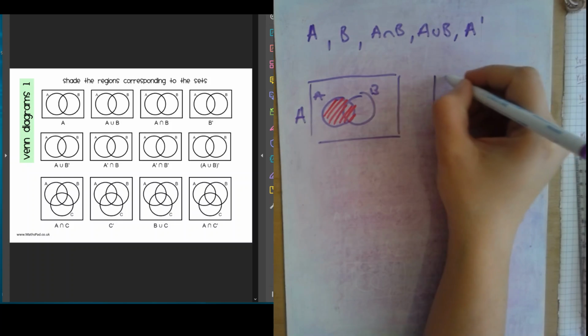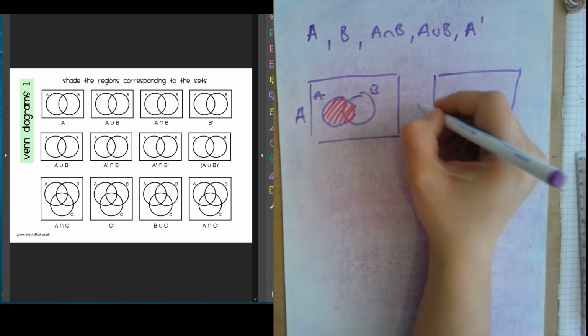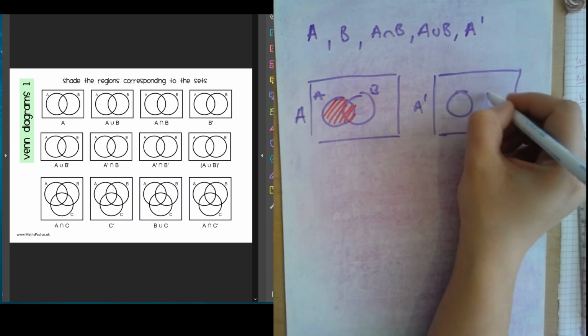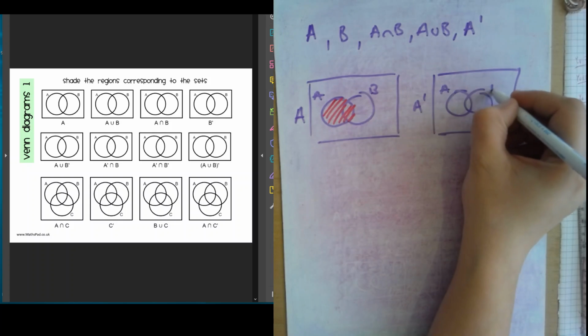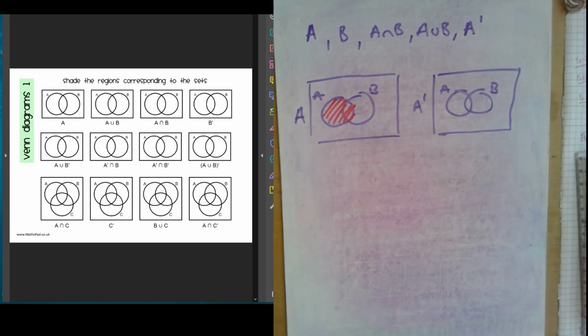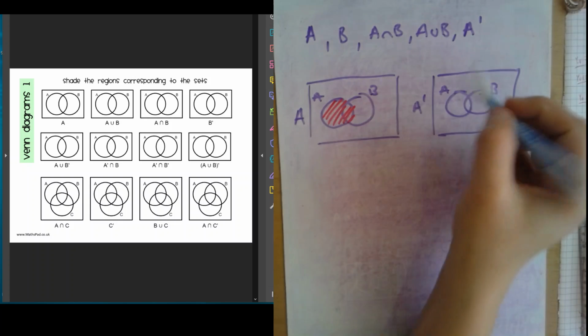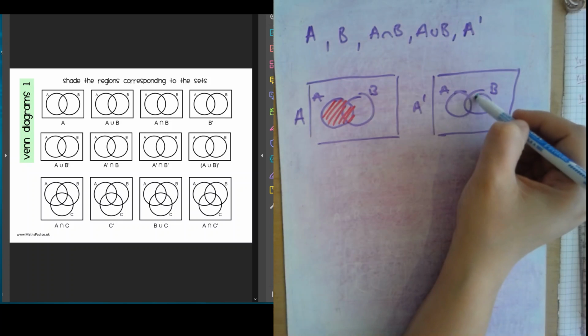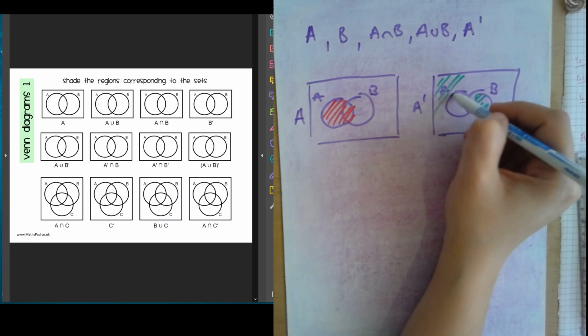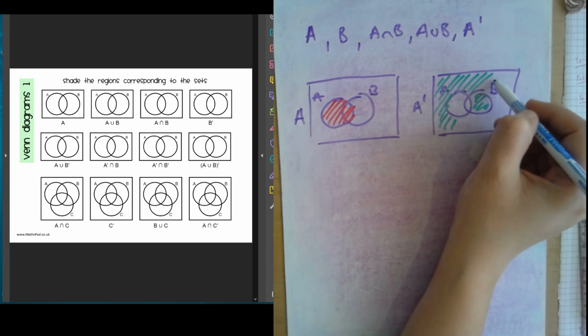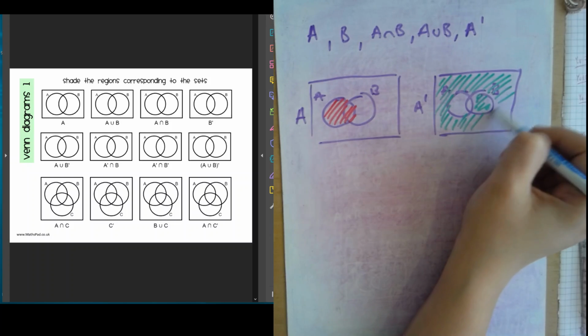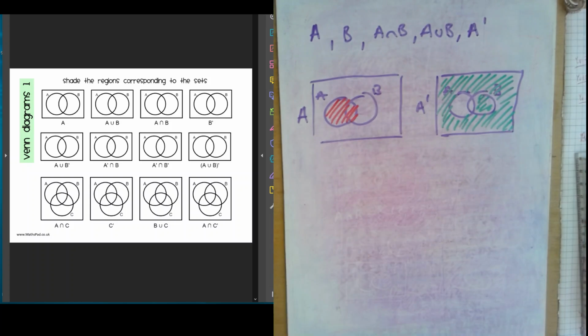Okay, what if I say, well, I don't want A, I want everything but A? Then you've got to say, well, this whole circle was coloured in for A, but I'm saying I don't want anything inside A, so I'm going to colour in everything outside A. Okay?